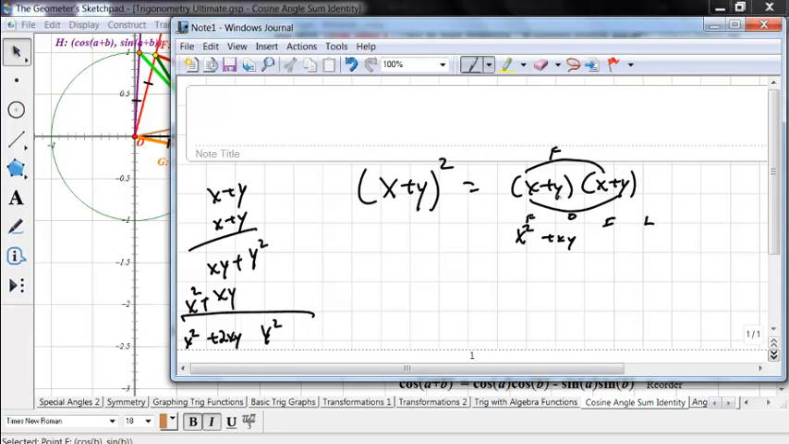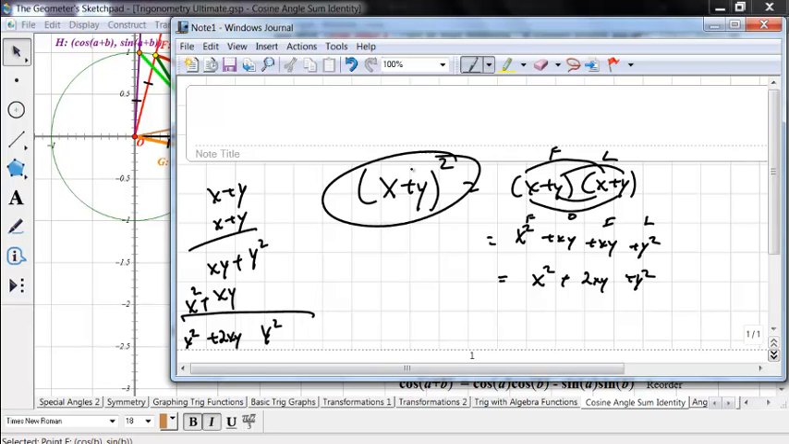F-O-I-L. Inner is x times y, which is xy. And last times last is y squared. And so we get x squared plus 2xy plus y squared. So when you're squaring something, the shortcut is square the first, square the last, multiply them together, and double it for the middle.